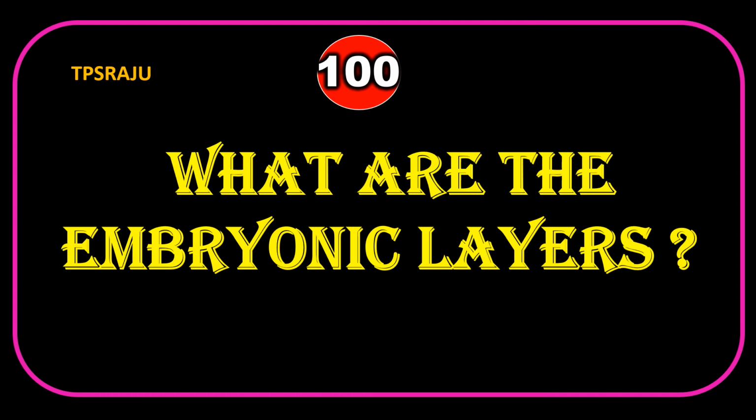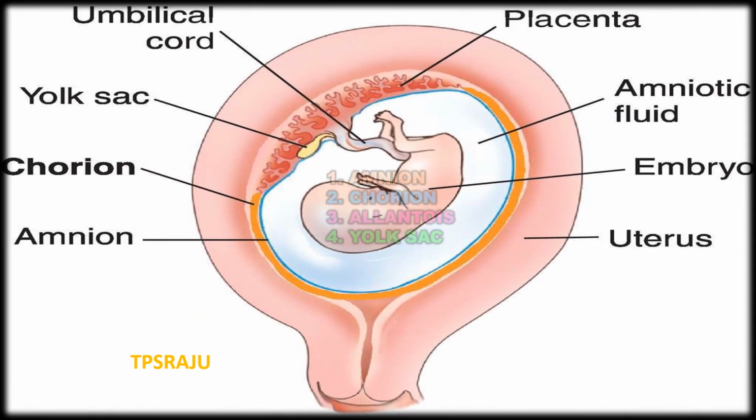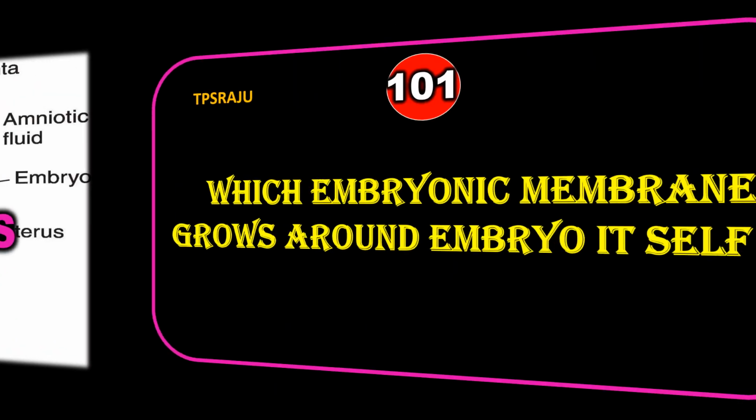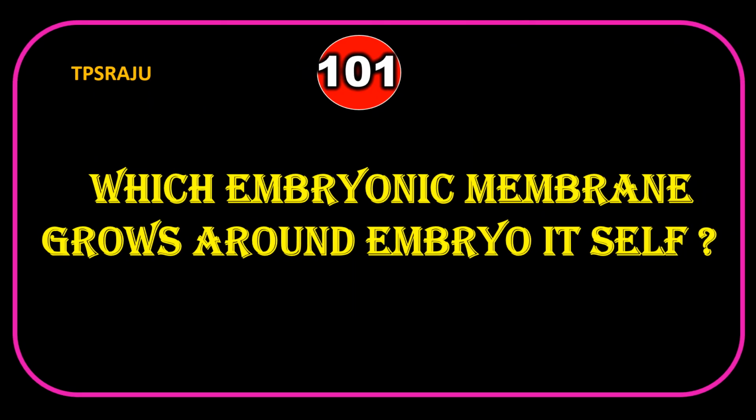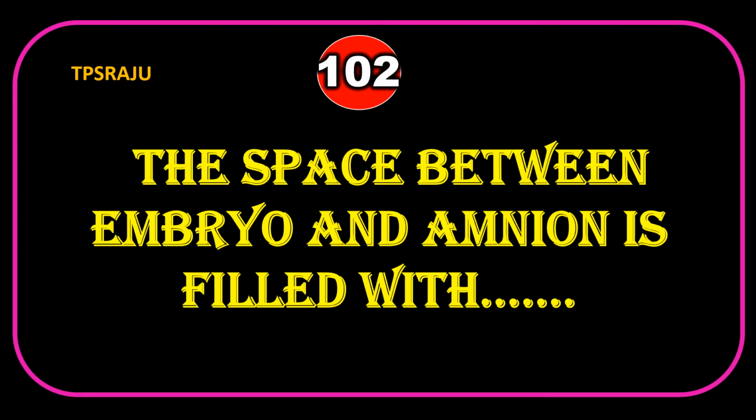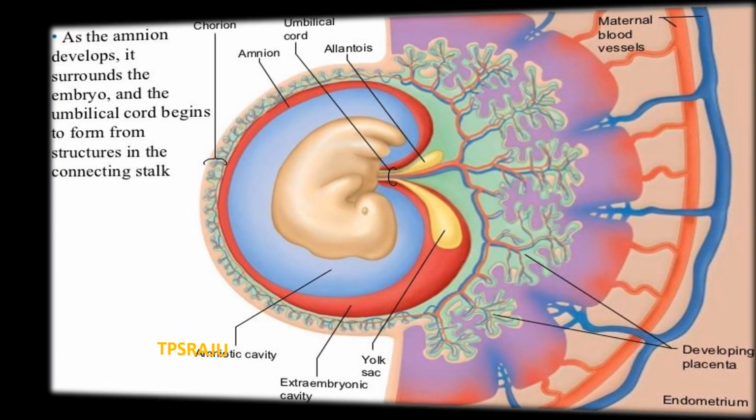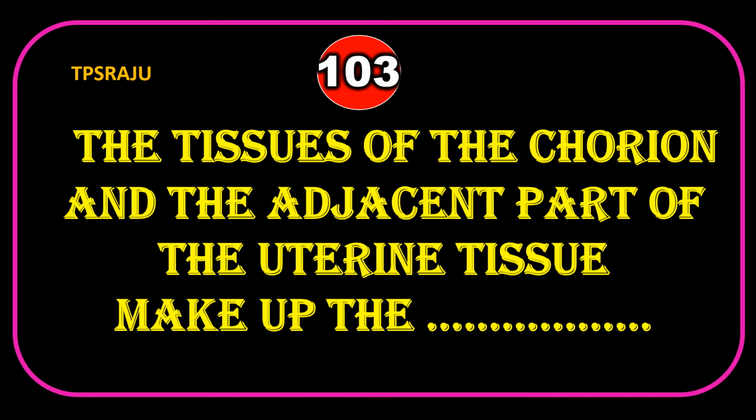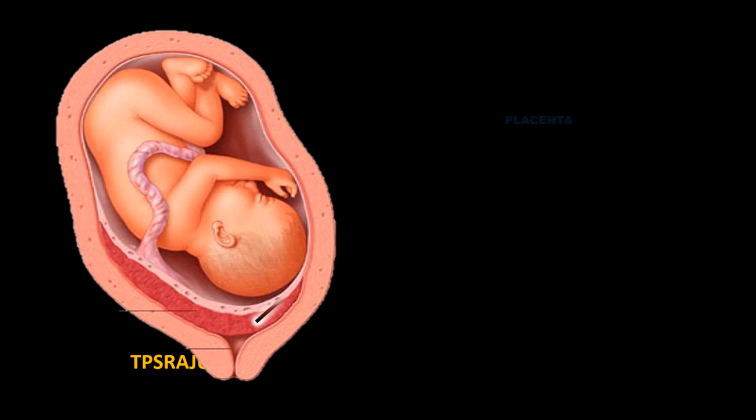What are the embryonic membranes? Amnion, chorion, allantois and yolk sac. Which embryonic membrane grows around the embryo itself? Amnion. The space between embryo and amnion is filled with amniotic fluid. The tissues of the chorion and the adjacent part of the uterine tissue make up the placenta.